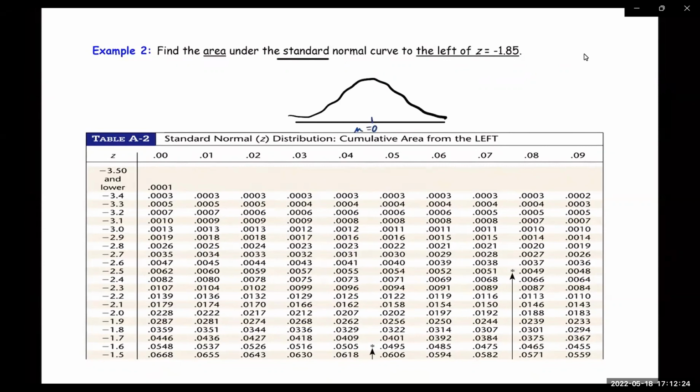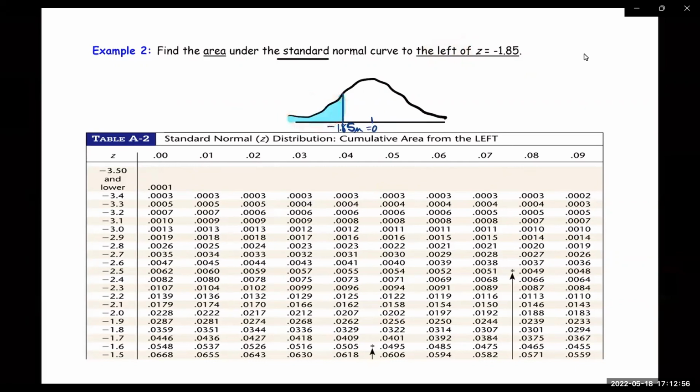All right, -1.85, negative is to the left, positive is to the right. So we have to draw a line at -1.85. That would be approximately around here somewhere. And it says to the left. That means we have to shade the left because that's what it says. So shade the left. All right, so we need to find this area.